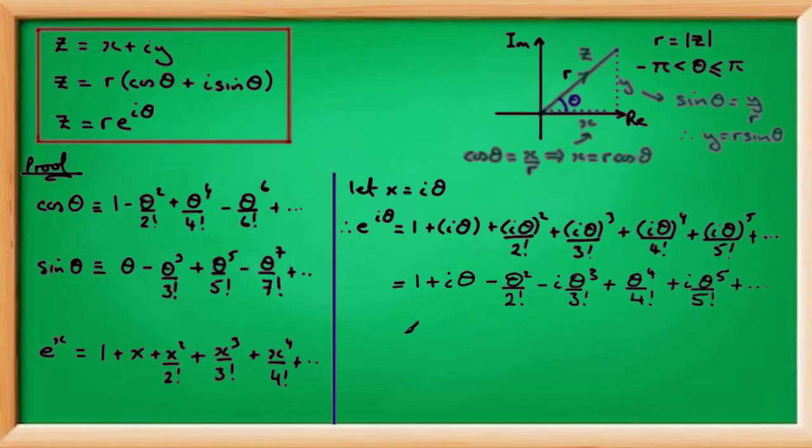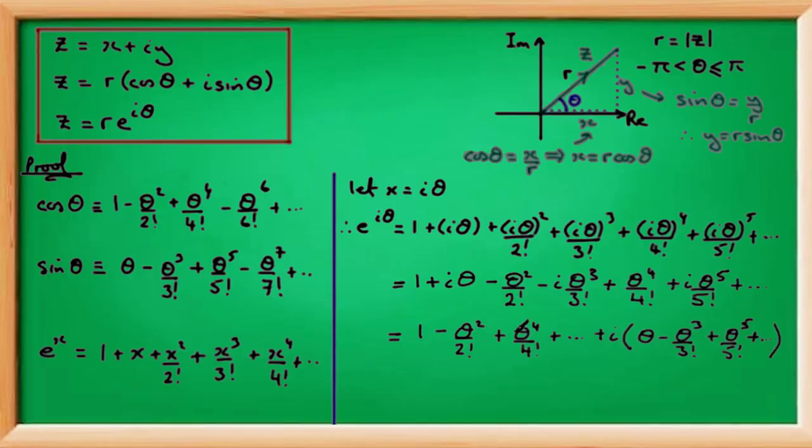Now next, what I want to do is just group up the real parts and then the imaginary parts. So for the real parts we've got 1 and then minus theta squared over 2 factorial, and then theta to the power 4 over 4 factorial, and so on. And then for the imaginary part, I'll put plus i being a common factor here, and then we've got just a theta there, and then minus theta cubed over 3 factorial, and here we've got plus theta to the power 5 over 5 factorial, and so on.